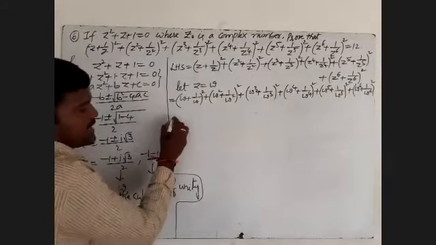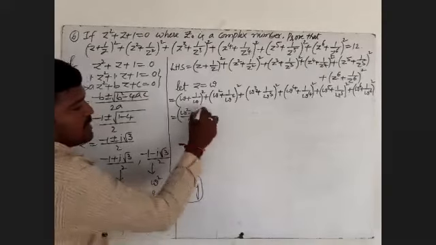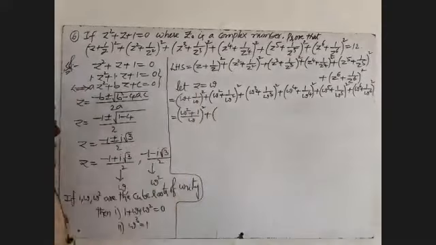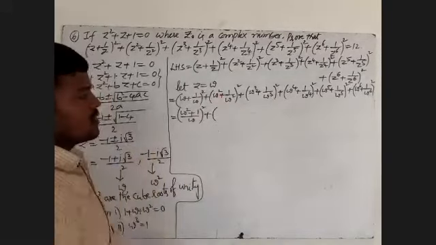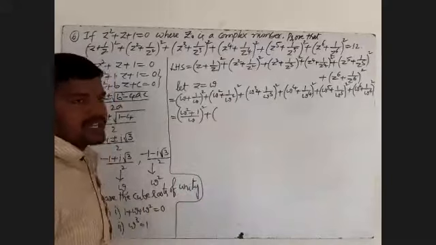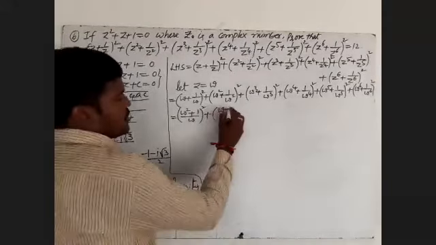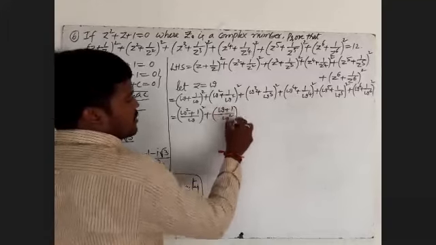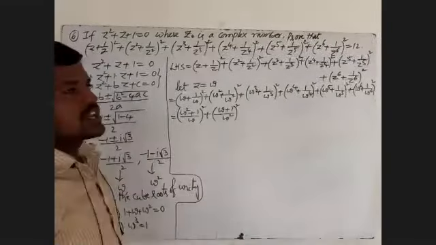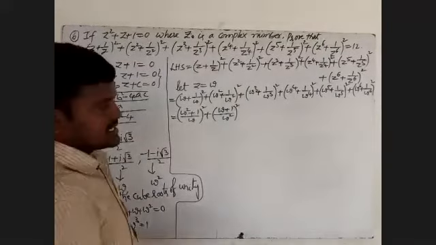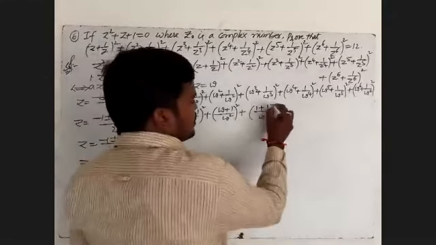Omega into omega is omega square, that I will write omega square plus 1 by omega whole square plus, here I will write omega square into omega square is omega power 4. Omega power 4, that I will write omega into omega cube, where omega cube is 1, remaining we have to write omega plus 1 by omega square whole square. After that omega cube into omega cube is omega power 6, that is the value 1, so 1 plus 1 by omega cube whole square.